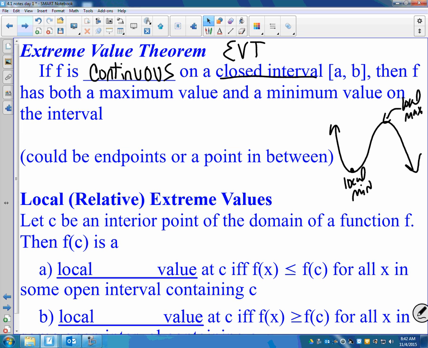Local maximum, different than relative. Nope, not different. Different than extreme maximum, absolute maximum. Nope, not different. I know, I said the same thing.